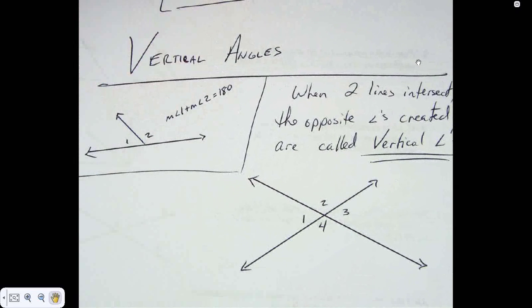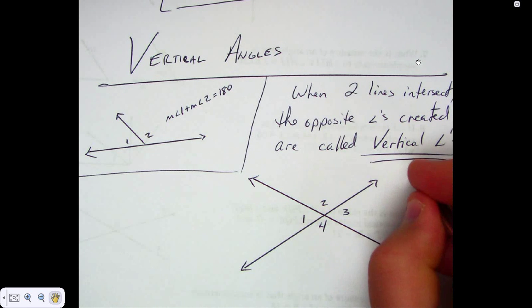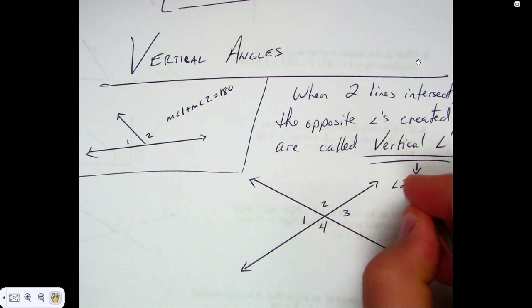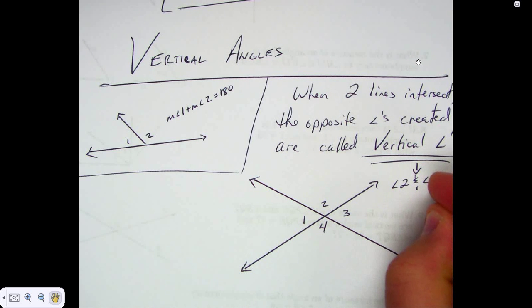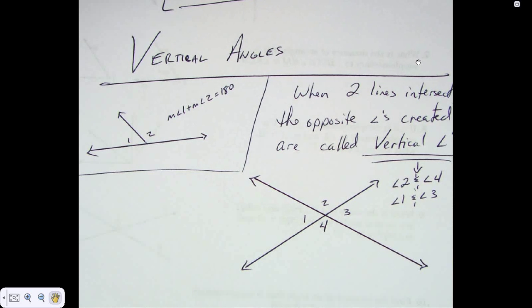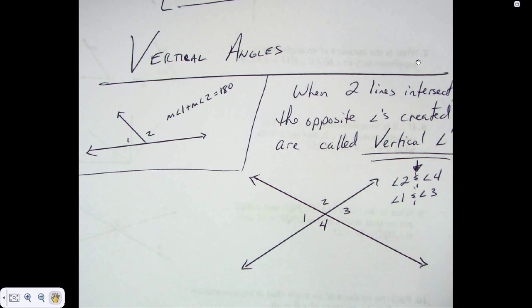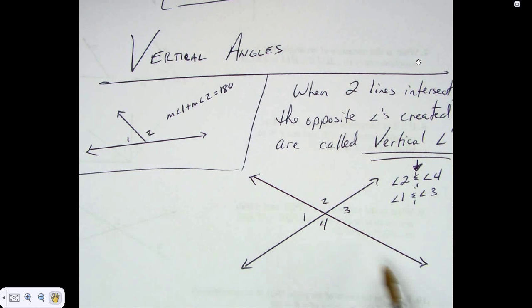How many angles are created? Which ones are vertical angles? Angle 2 and angle what? And what else? There you go. Those are what? Because when two lines intersect, four angles are created, are they not? The opposite angles created are what is called vertical angles.